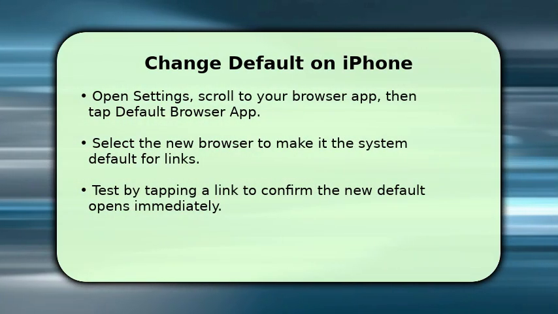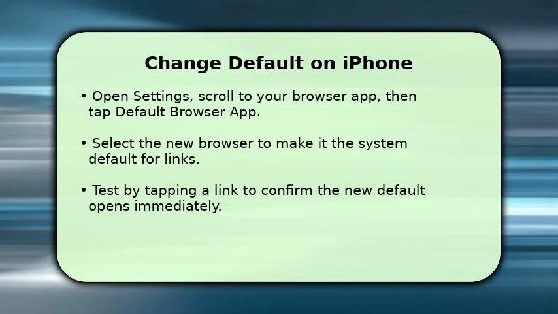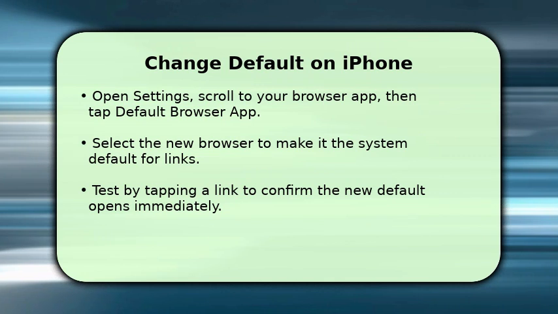On iPhone, open Settings and scroll down to find the browser app. Tap the browser app entry to open its app-specific settings. Look for Default Browser App and tap to view choices. Select the new browser to make it the system default for opening links.